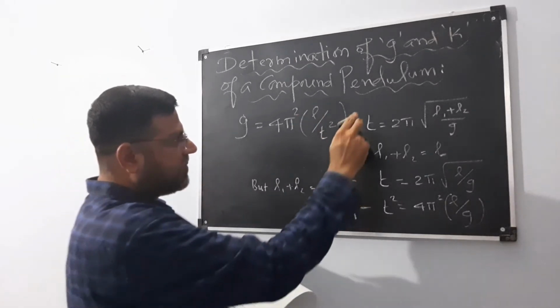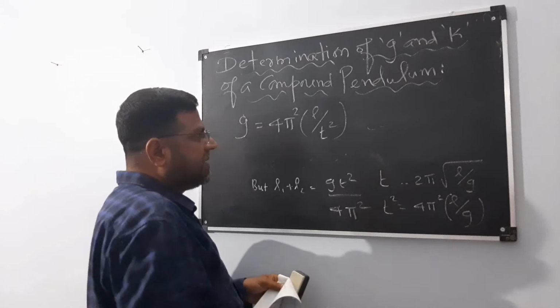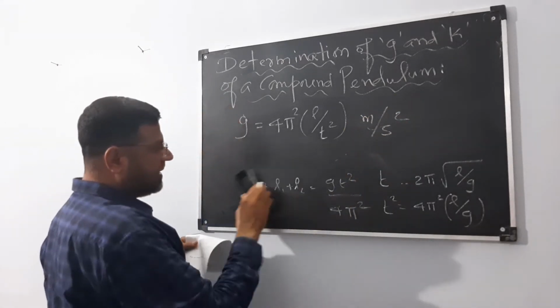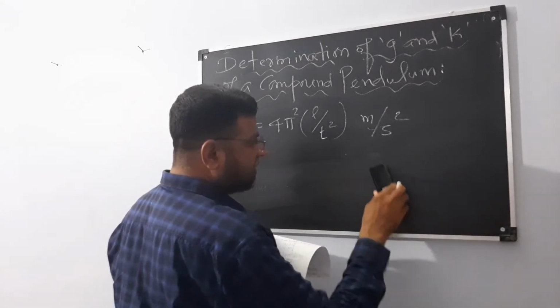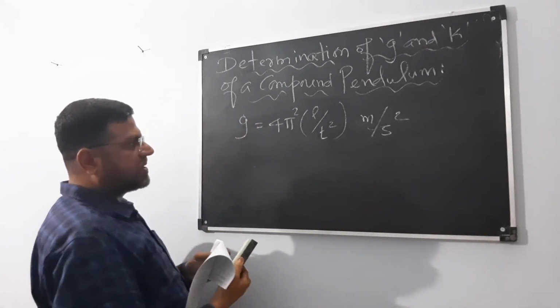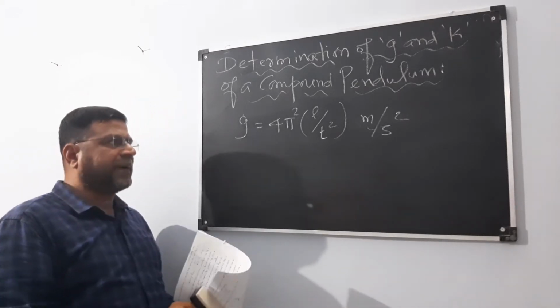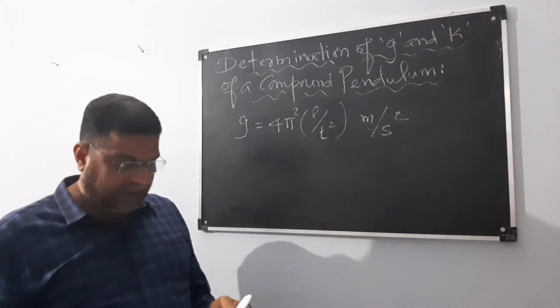Both the small t and the capital T are the same. The unit is meter per second square, because length is expressed in meter and time is expressed in second square, 4 pi square is the constant, and T square means second square. Therefore, we get g is equal to 4 pi square into L by T square meter per second square.